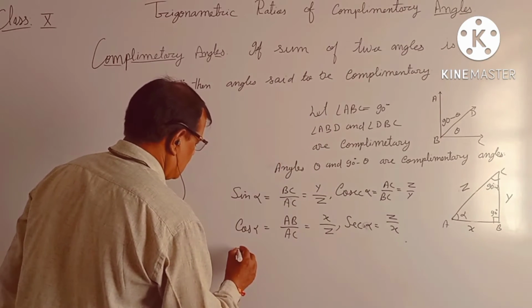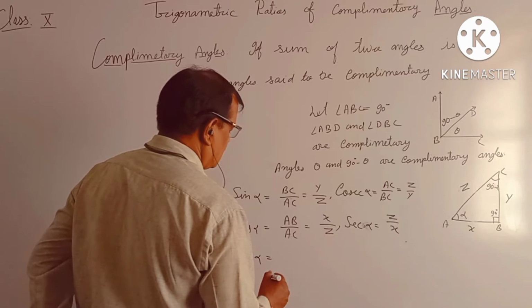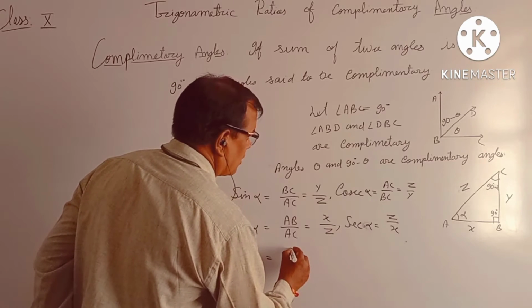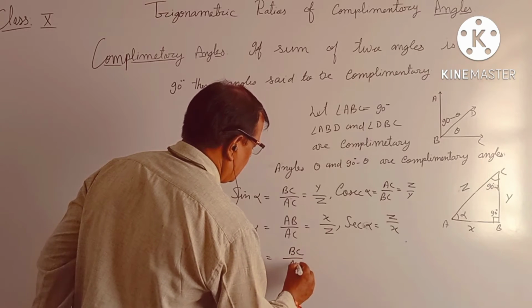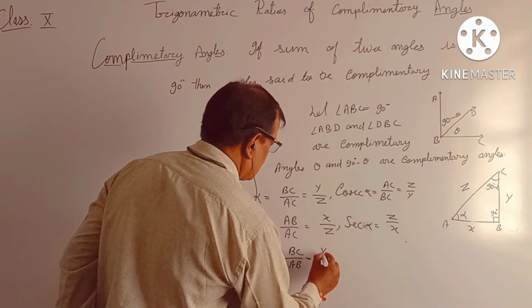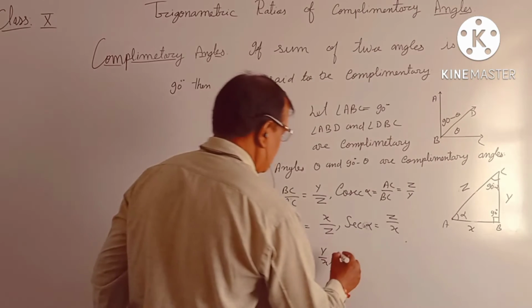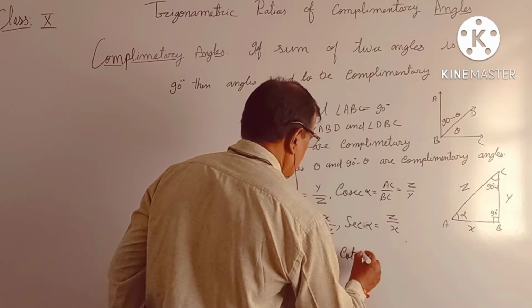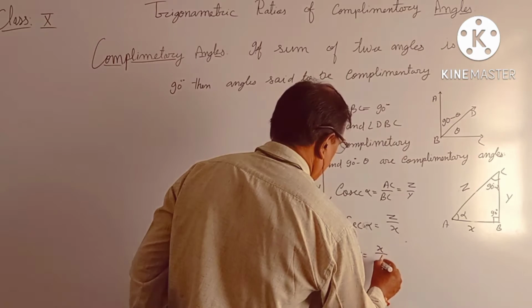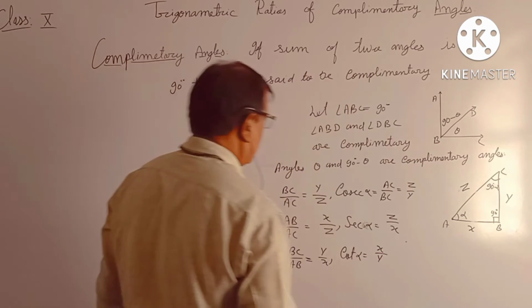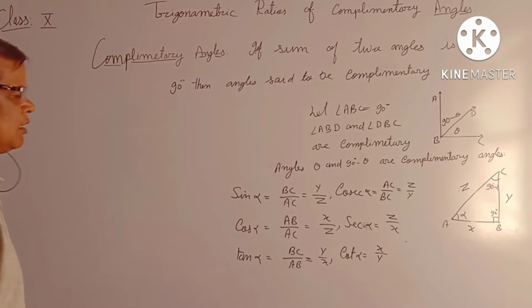Now the third ratio is tan alpha. It is perpendicular upon base, or BC upon AB, so it is y upon x. The opposite of tan alpha is cot alpha. Cot alpha is x upon y. Thus we have found all the trigonometrical ratios, which are six here.